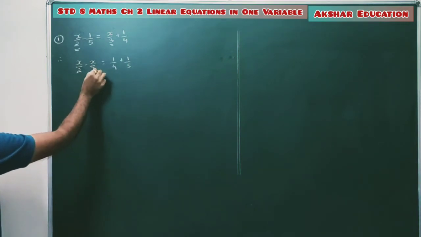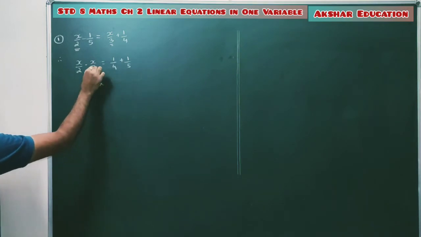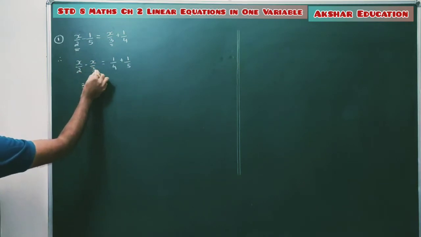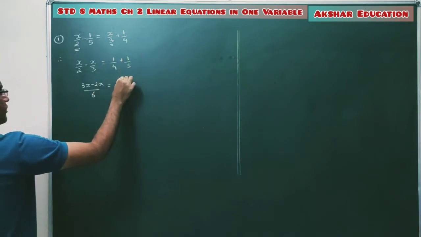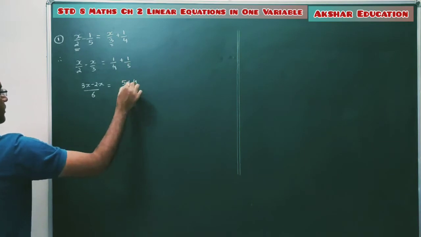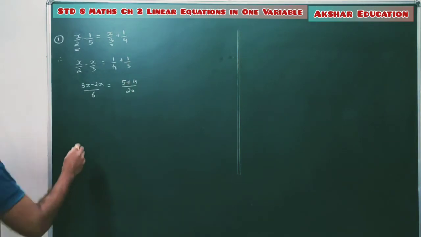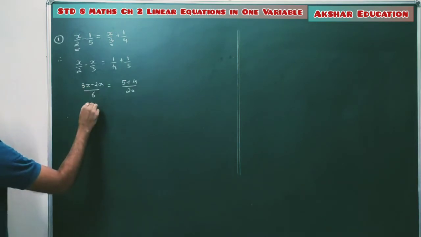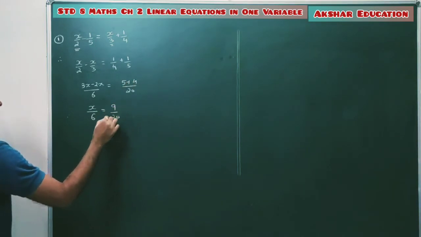So cross multiply, it's 3x minus 2x. You have to multiply this 3 with this x, 2 with this x, and again you have to multiply the denominators, 3 2s are 6. That is equal to here 5 1s are 5, cross multiplication, 4 1s are 4, divided by 5 4s are 20. This is known as cross multiplication. So here simplification, 3x minus 2x, which is x by 6, equal to 5 plus 4, 9 by 20.